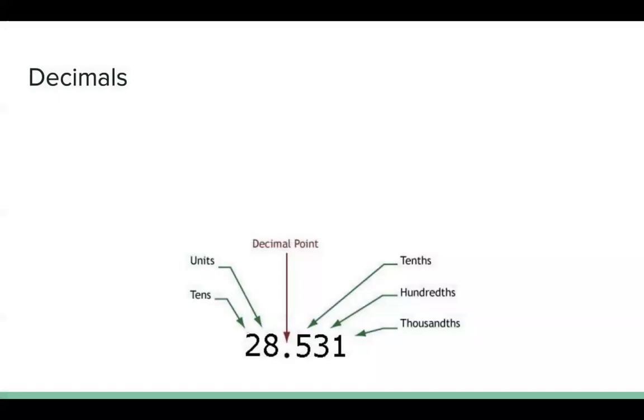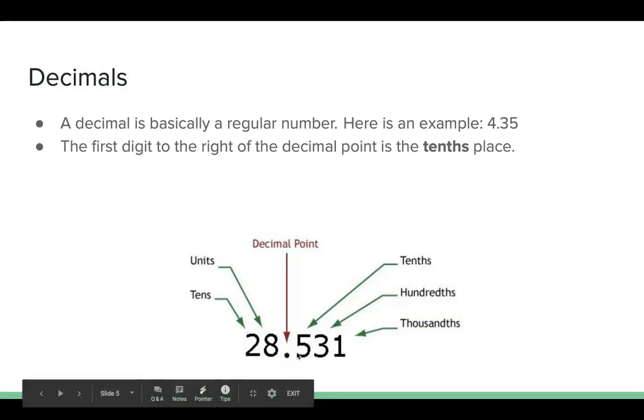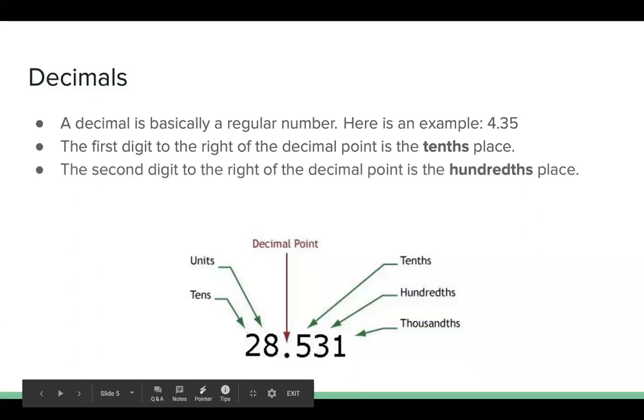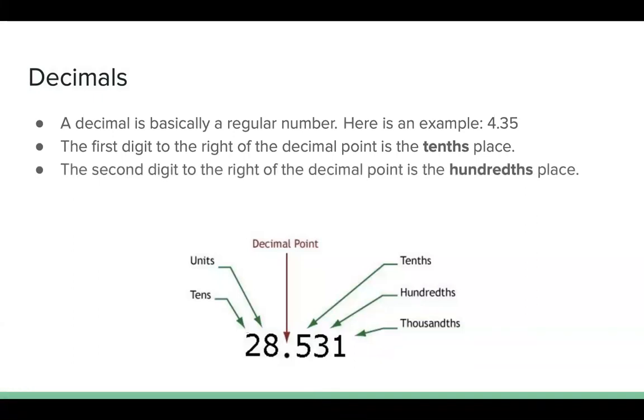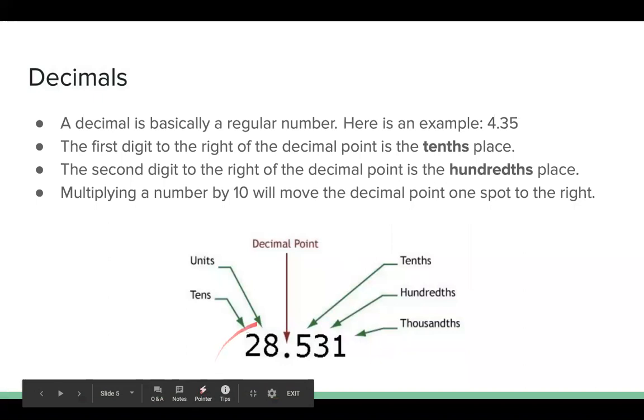All right, moving on to decimals. As you can see here, there's a decimal point, and everything after that, there's the tenths, hundredths, and thousandths place. Decimals are just another way of representing parts of a whole. If you multiply a number by 10, you move the decimal point one spot to the right. So if you multiply this number down here by 10, then you have to move the decimal point to the right. So what number would it become?